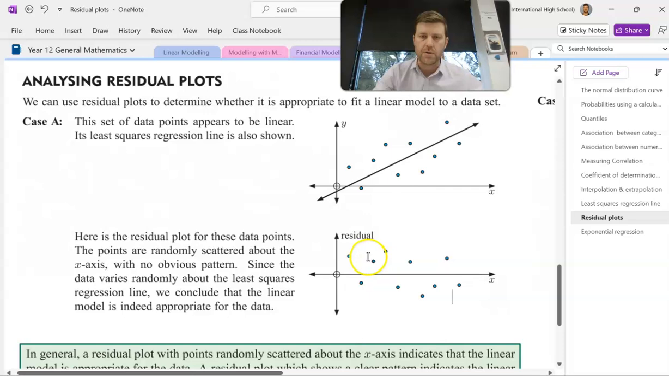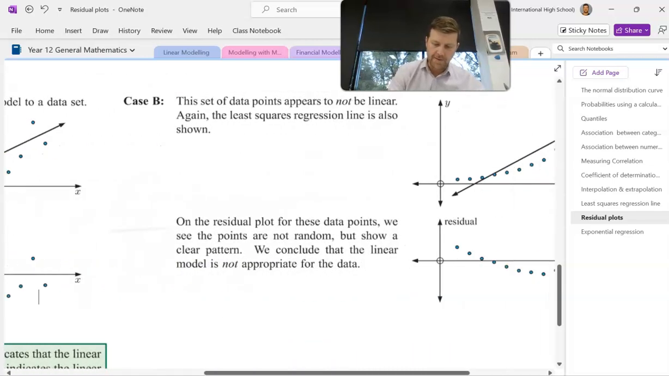You can see that because these points are randomly scattered about that x-axis, there's no real pattern happening here. We can then say that if there is a strong correlation, so R and R squared values are relatively strong, and our residual plot has the points randomly scattered, then a linear model is appropriate for this set of data. So we can make assumptions or predictions based on that equation or that linear model.